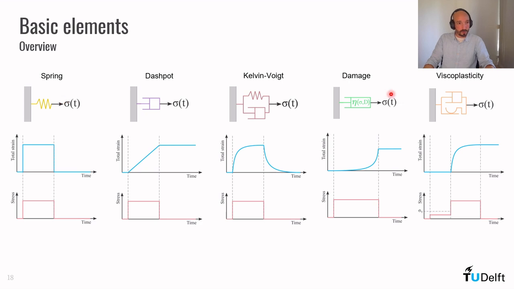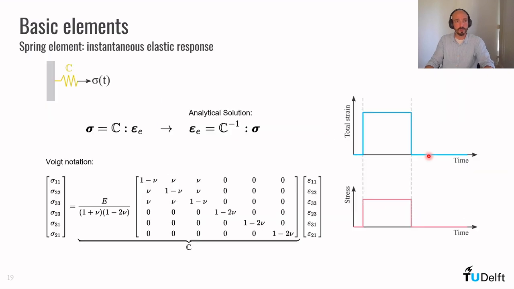So to finish, keep in mind that when I talk about a viscoplastic element, I refer to this element. Although the dashpot is also a viscoplastic element and damage is also a viscoplastic element, I will call them the dashpot and the damage element. Okay, so this works for one dimension, but of course our problems are three dimensional. We have to translate this to three dimensions. So let's see how we can do this.